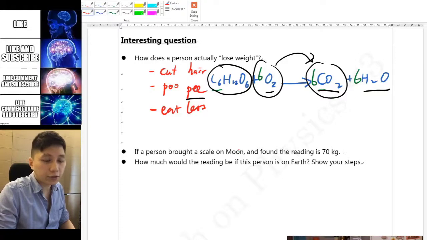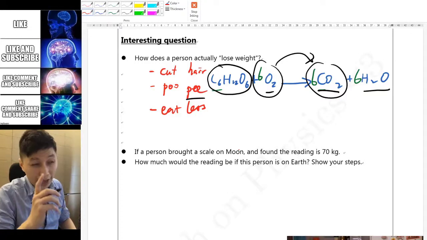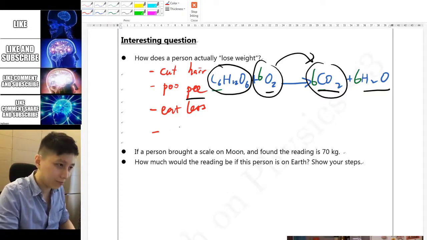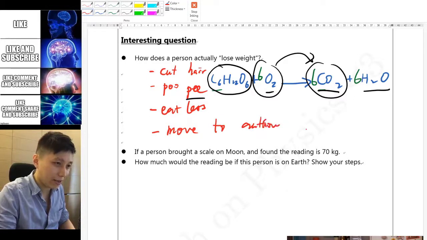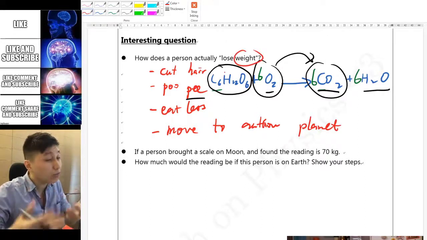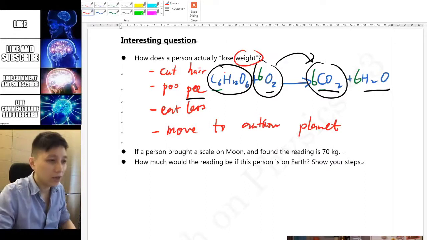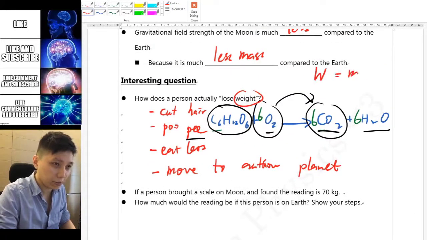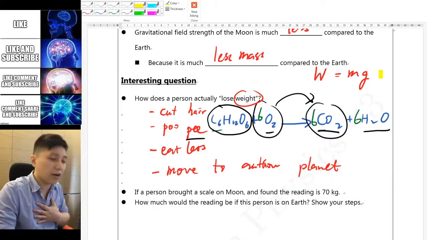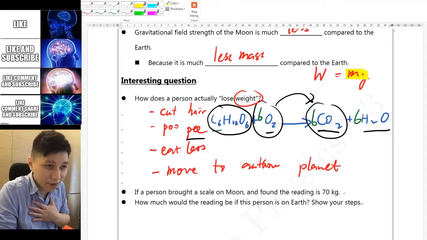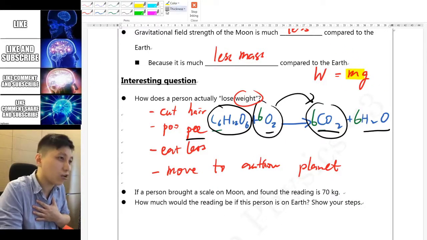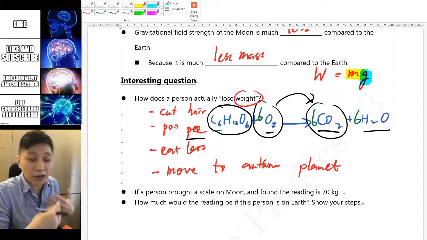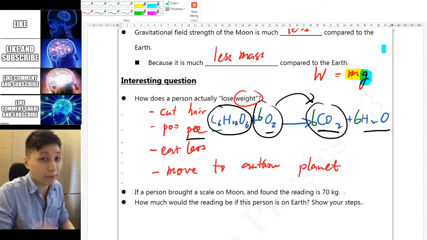In fact, I'm not sure if anyone thought of it. There's also another approach, and that is simply to move to another planet. Think about this. When we say lose weight, if you really talk about weight in physics, that is governed by the equation W = mg. If I have no control of my mass, at least I can control the g if I could go to another planet, for example, the moon.